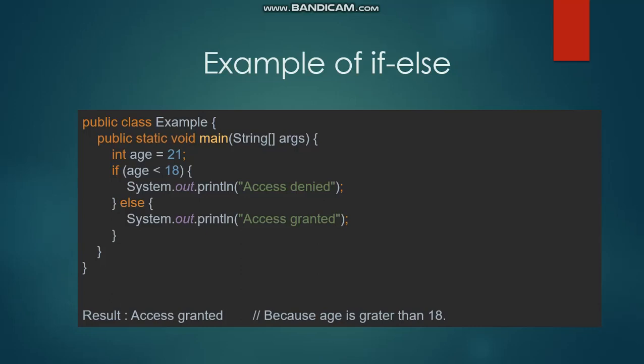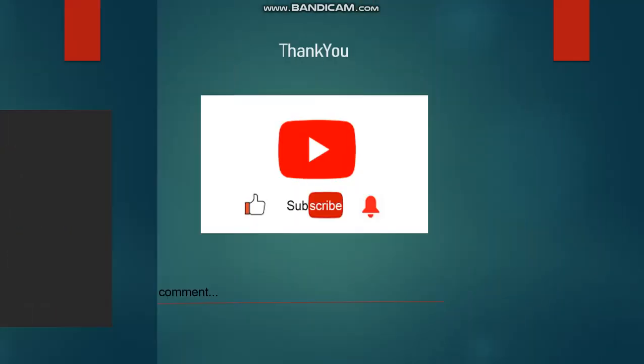First of all, we'll check the condition in the if statement: if age is less than 18, print out the message "access denied". Else, if this condition is false, we print the else message which is "access granted". Here the result is going to be access granted because the age we have defined here is 21, which is greater than 18, not less than 18. I hope you will be able to understand this concept.